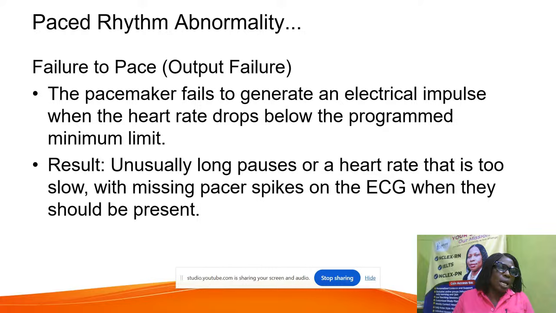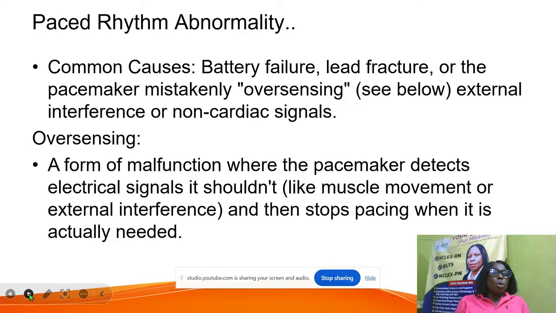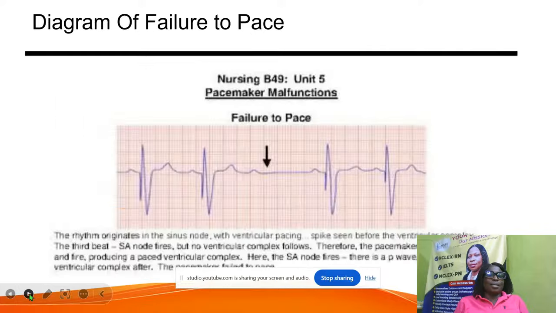You are counting the heart rate, and it is unnecessarily long, because the pacemaker that is supposed to work is not working. What will now happen here? You will now have more of what is to be paced than the pacemaker.